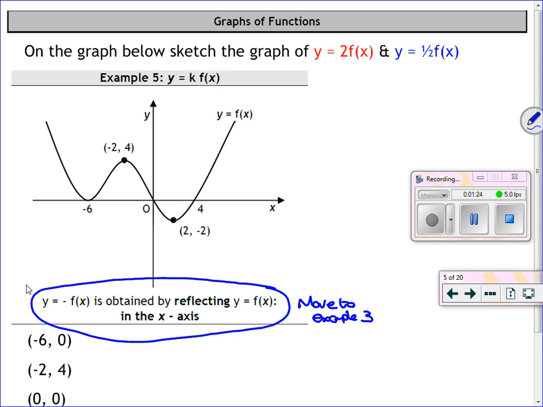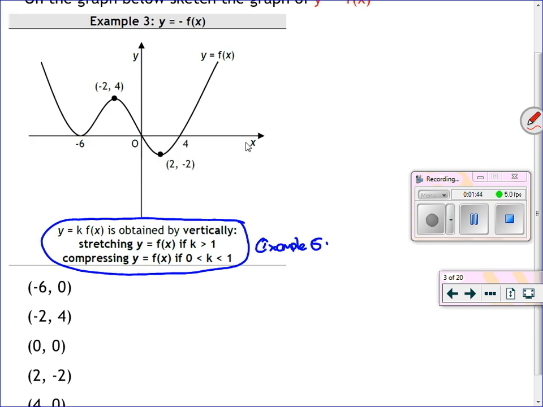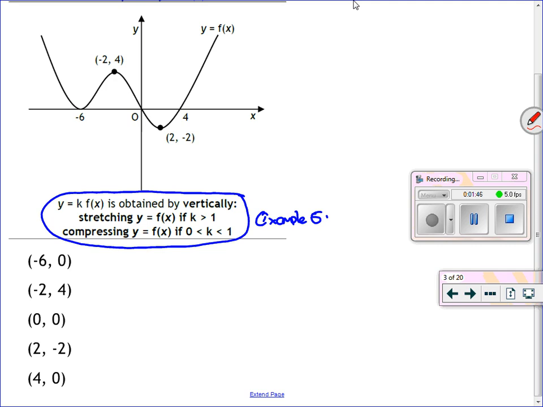Okay, so y is equal to negative f of x is obtained by reflecting in the x-axis. Okay, so let's have a look at the coordinates then. So there's only one transformation we can do with this because there is only one way to flip upside down. So it means that all the y values just switch their sign.